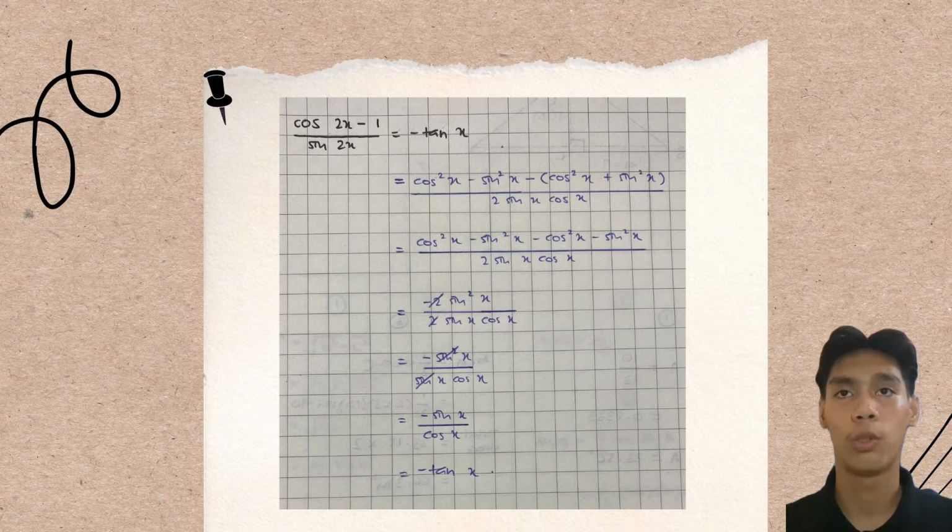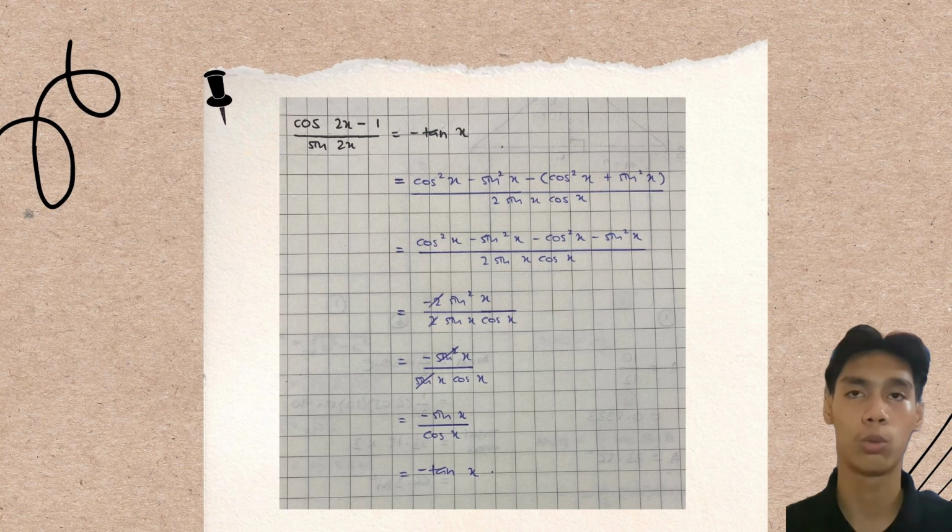The question wants me to prove the equation using all the trigonometry formulas. Use the trigonometry formulas until you get cos squared x minus sin squared x minus cos squared x plus sin squared x over 2 sin x cos x. Multiply cos squared x plus sin squared x with negative 1 to open the bracket. Simplify the equation until you get negative 2 sin squared x over 2 sin x cos x. Negative 2 over 2 is negative 1, so it will be negative sin x over cos x, and sin over cos is equal to tan, so the final answer is negative tan x.